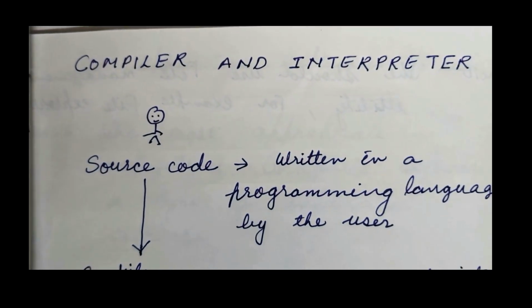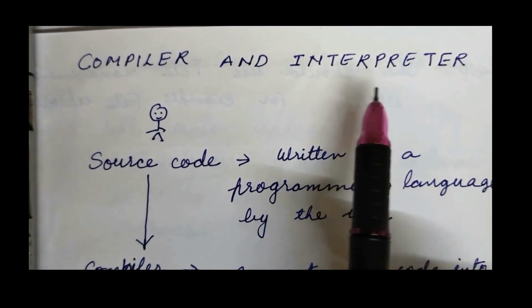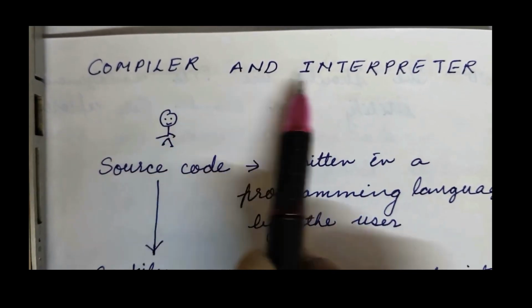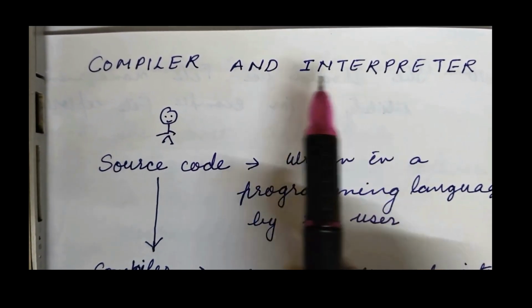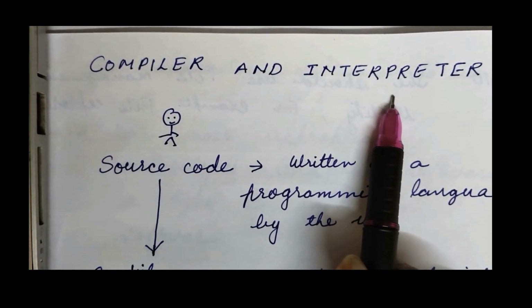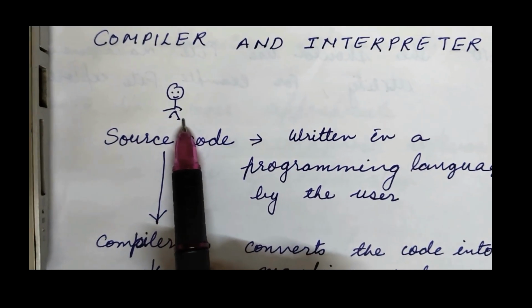So let's see about the compiler and interpreter. First of all, remember their names, compiler and interpreter. Both are translators, all right? Both are translators because we are human. It's you who writes the program.